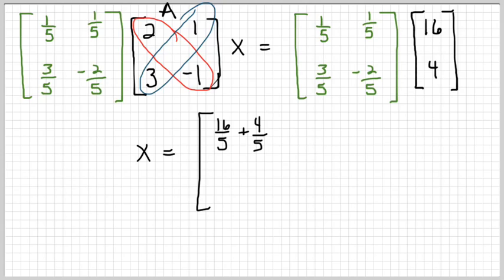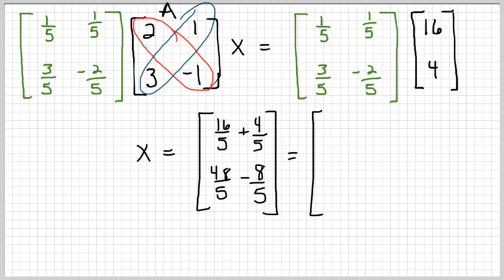And then row 2 is 3/5 times 16. So that's 48/5 minus 8/5. And so my final answer is 20 over 5, which is 4, and 40 over 5, which is 8. And that is the solution.